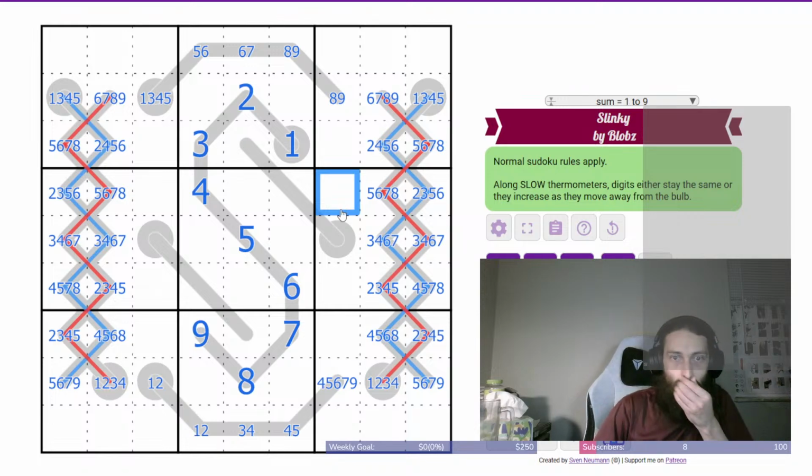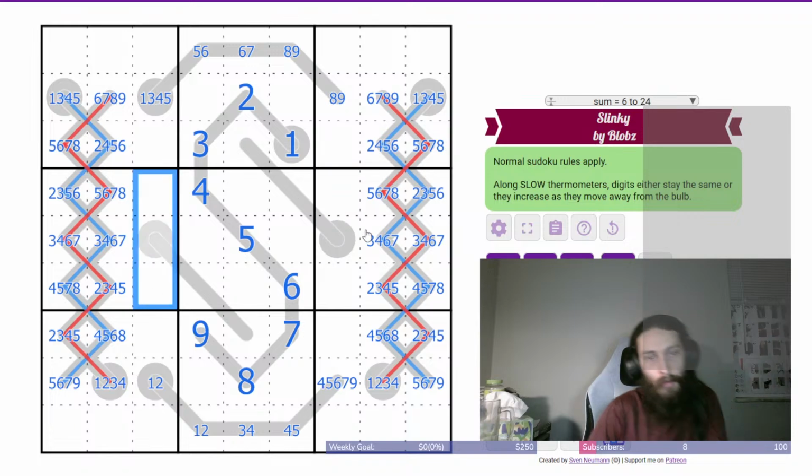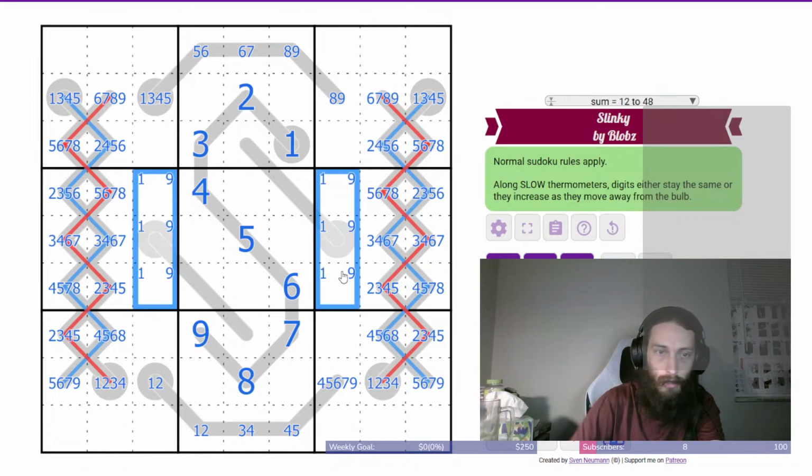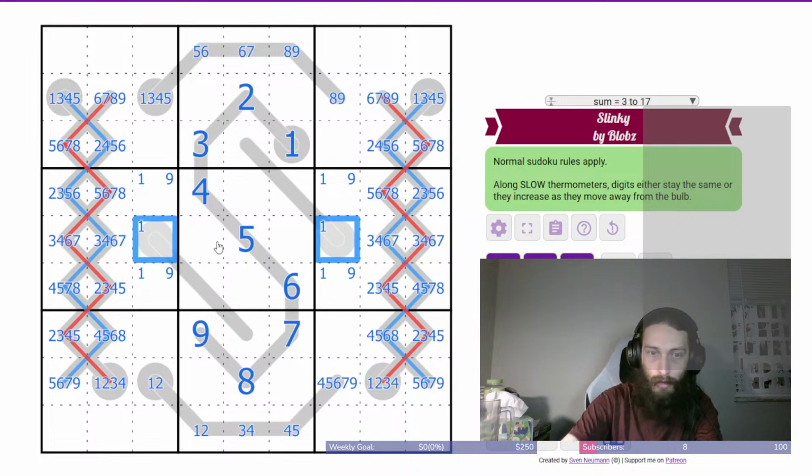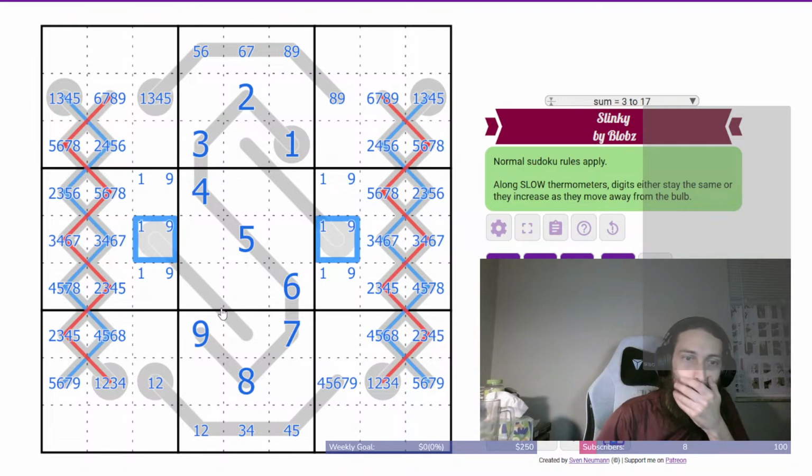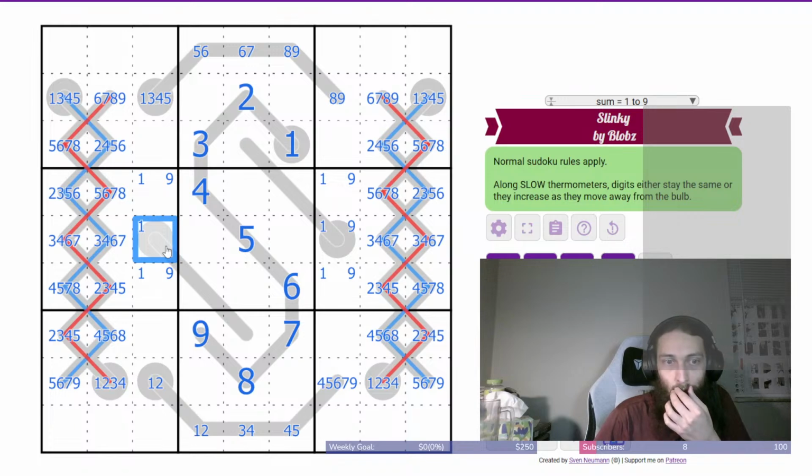Yeah, and 1 and 9 for boxes 4 and 6 have to be on that inside. That is very true. 1 and 9. And you can't put 9 on the bulb. Well, except you can on the slow ones if they can be... Well, you can't on the one on the left because the last is in a box. So, yeah. But the other one could be all 3 9s.